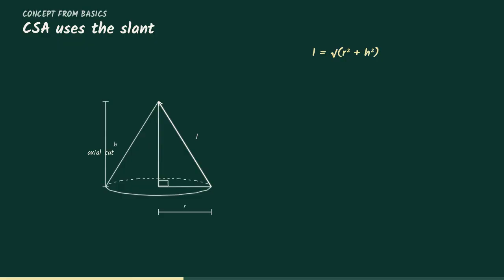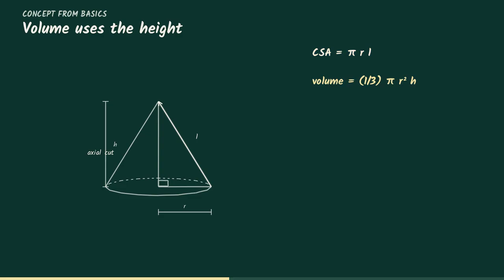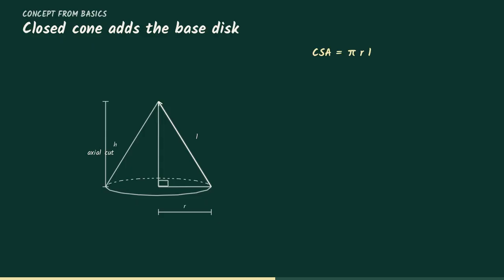Curved surface area, CSA for short, wraps along the slant as pi R L. That product uses the slant length, never the upright height. Volume stacks disks of height h as 1/3 pi r squared h. Swap slant into volume or height into curved surface and you lose the mark. A closed cone also has the flat circular base. Total surface area, or TSA, is curved plus that base: pi r times (L plus r).